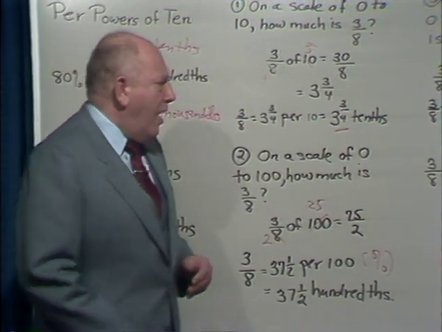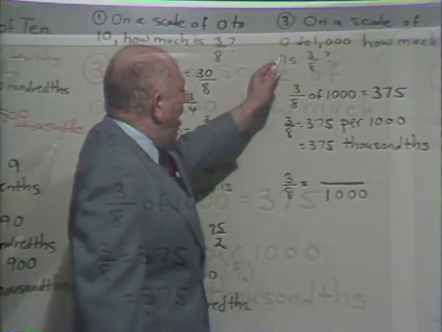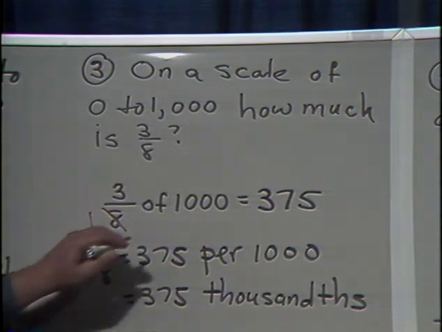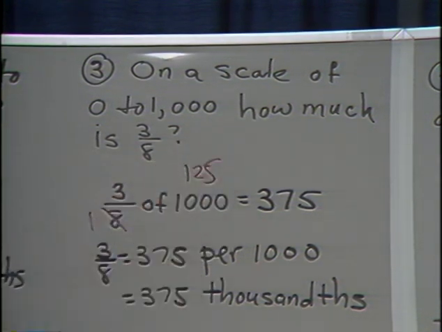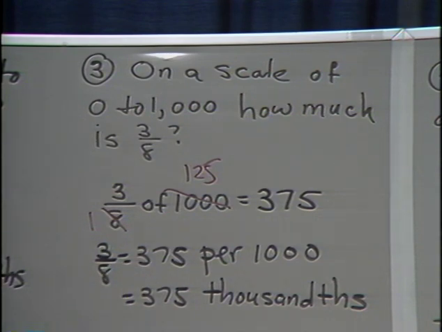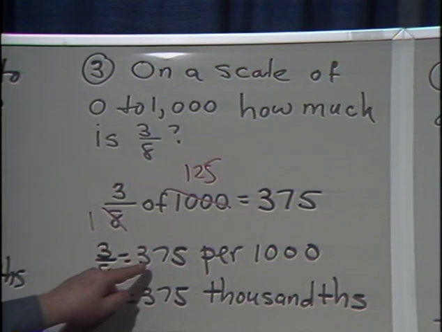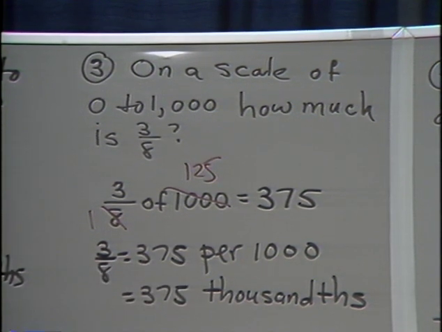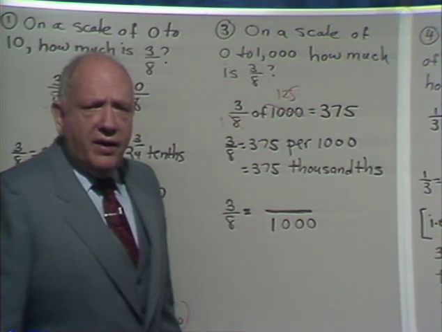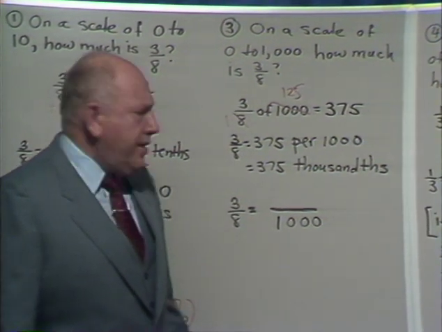So we carry this problem one step further. We say on a scale of 0 to 1,000, how much is 3/8? Well, same style again. 3/8 of 1,000, 8 goes into 1,000 125 times. 3 times 125 is 375. So at a rate of 3 out of every 8, you're taking 375 out of every 1,000. And how do we write that? 375 thousandths. Do you see the idea here?